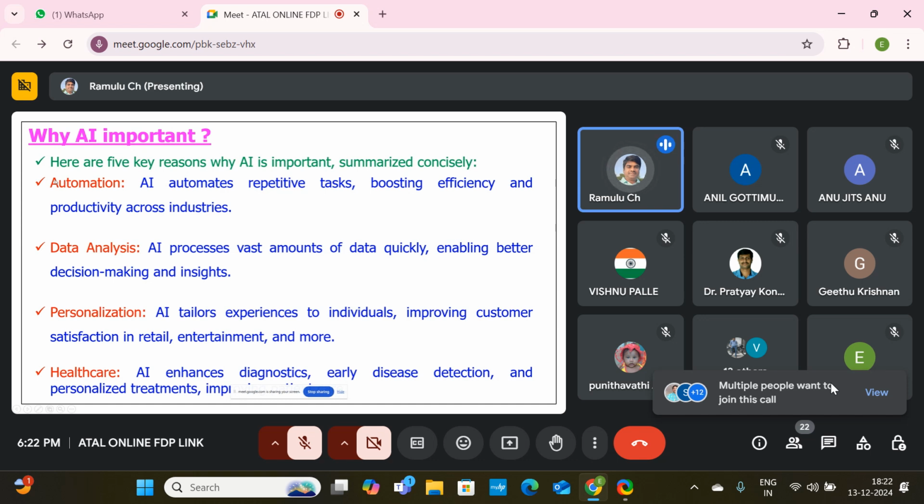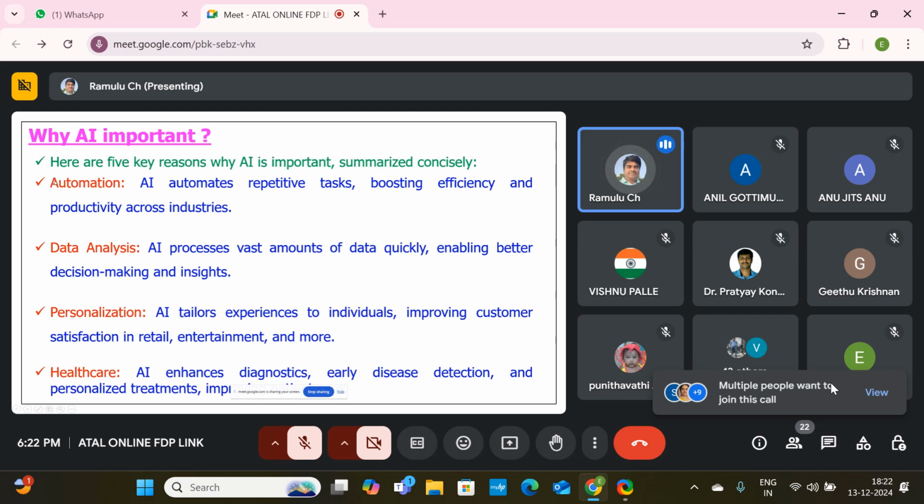Because of this concept of automation, wherever automation is there, if you use AI for repetitive tasks, the efficiency is going to increase, and the productivity across the industries overall is going to increase. So this is one important application of AI in case of automation.